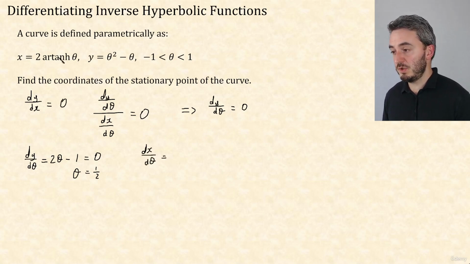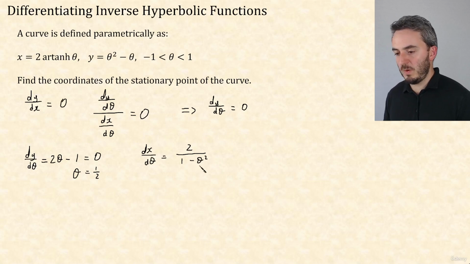Well, dx by d theta is 2 times the derivative of artanh, which is 2 over 1 minus theta squared. And yeah, when theta is a half, we do not get 0 or anything weird. By the way, you don't actually need to do this step in the exam. I'm just showing you what we get when theta equals a half: 2 divided by 3/4, that's 8/3, I think.